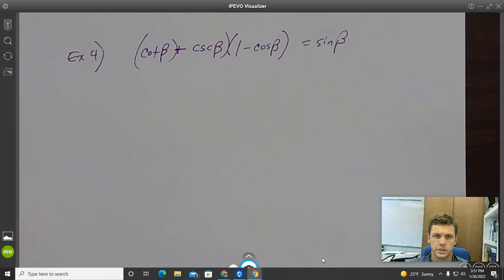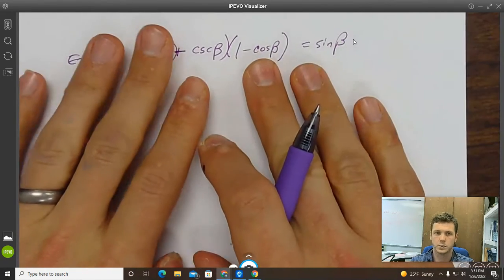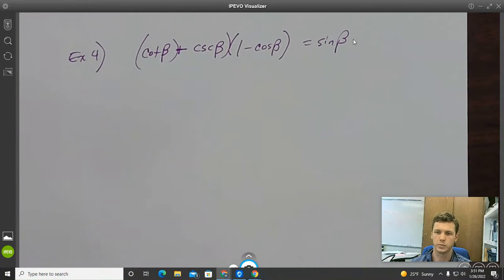Right, so last example here, we've got cotangent beta plus cosecant of beta times 1 minus cosine of beta is equal to sine of beta. So when you have an example like this with the left side, it's pretty clear that it wants you to multiply through, right? So from here, we're going to go and multiply, and then we can switch to sine and cosine and just kind of see what happens.